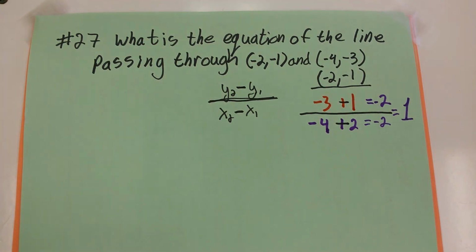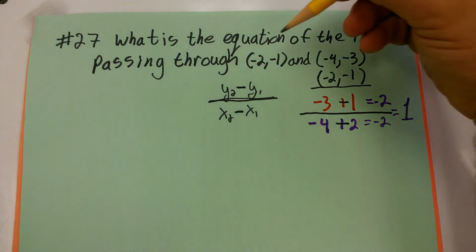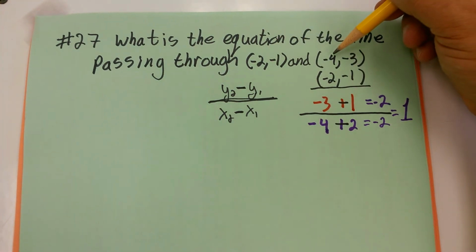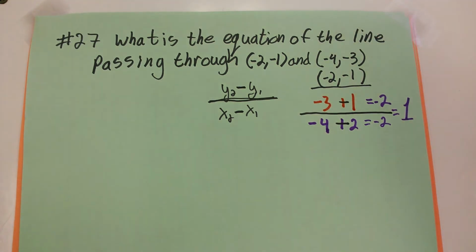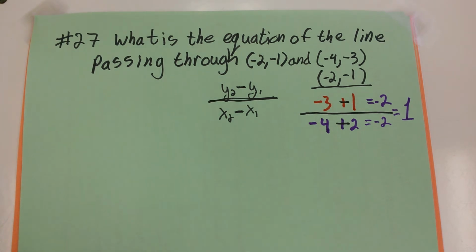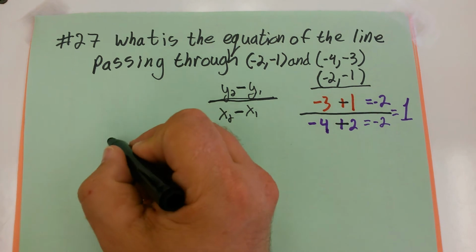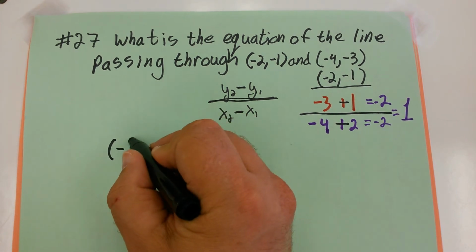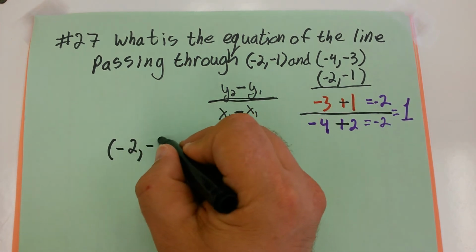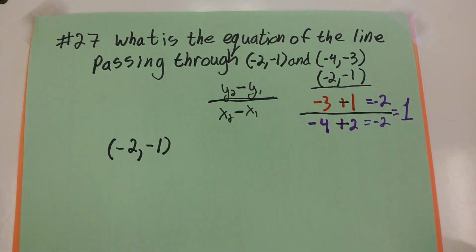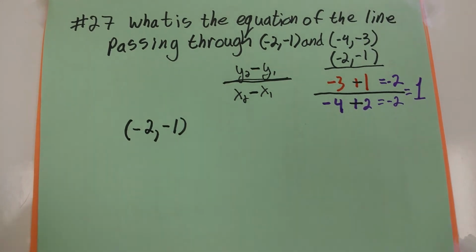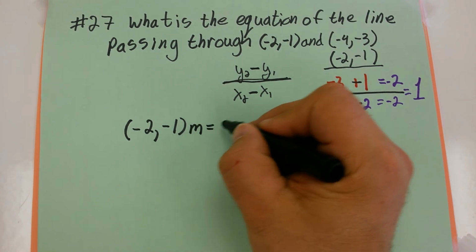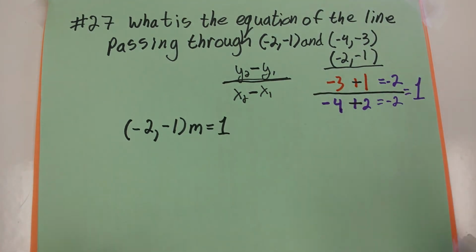Now that I found the slope, I need to choose between one of these coordinates, (-2, -1), or the other coordinate, (-4, -3). This is confusing to a lot of students. They don't realize it doesn't matter which coordinate you choose. You will still get the same answer. I'm going to choose the smaller numbers, -2, -1. And the slope, you can't choose. You have to find that. And the slope in this case is just 1.